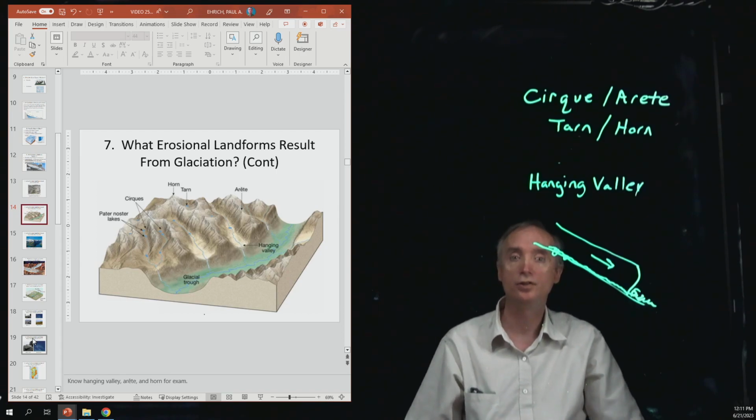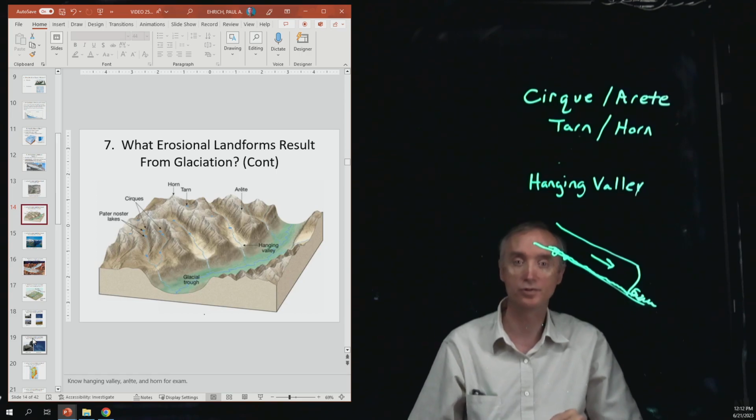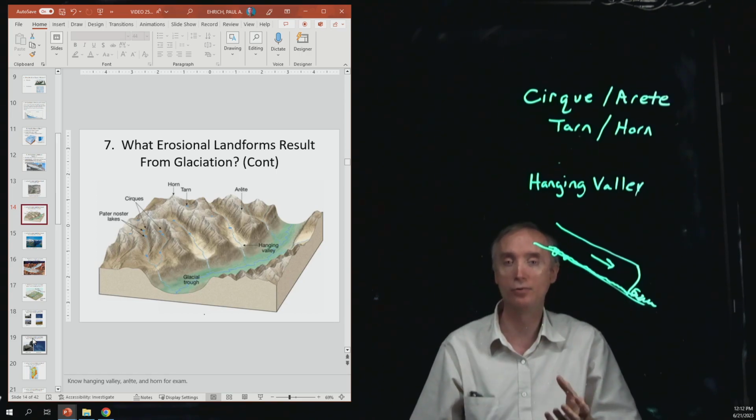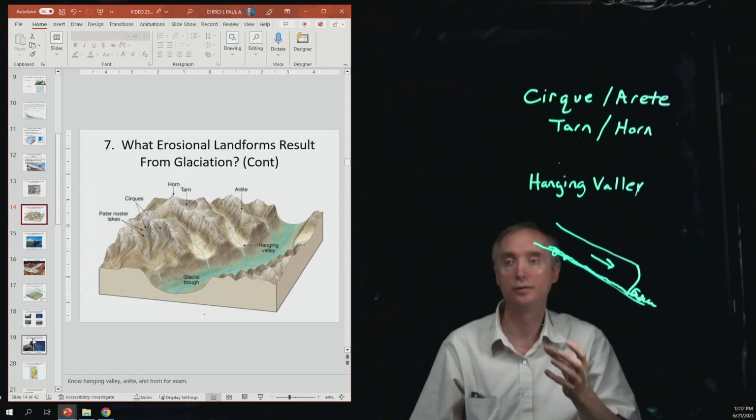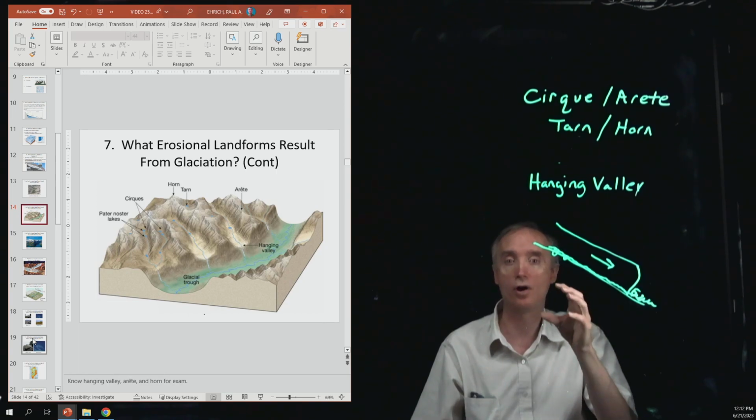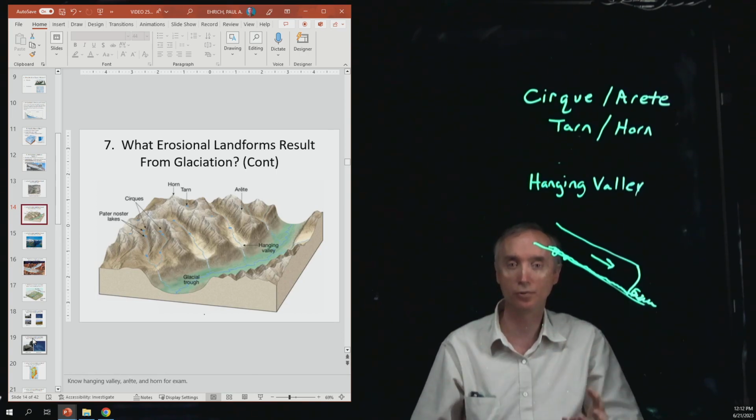Okay, then you can have other kinds of erosional landforms. What this shows is a mountain that used to have glaciers in it. Now the glaciers have all melted and gone away, and so all that you have left is the imprints left by these glaciers. So what are some of these different kinds of imprints?